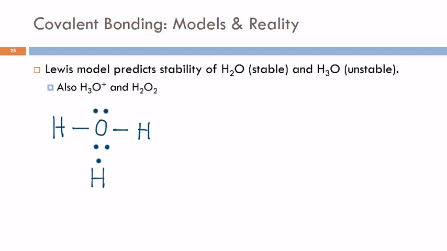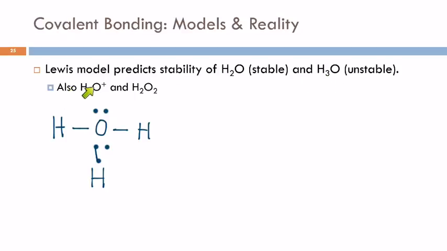So if we throw another hydrogen in there, well, what could we do? Well, we could make a bond here, and that would make this hydrogen happy. Is this oxygen happy, though? No. It's got 9 electrons now. Is that going to be stable? Nope. Oxygen needs an octet. So Lewis structure predicts that water will be stable and H3O will be unstable. And that's true.